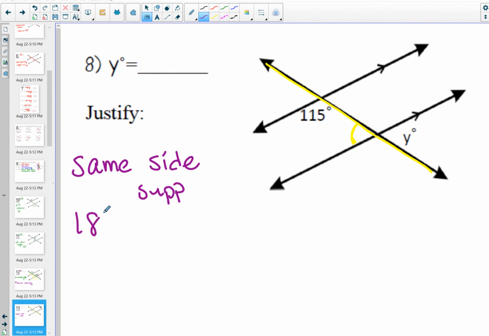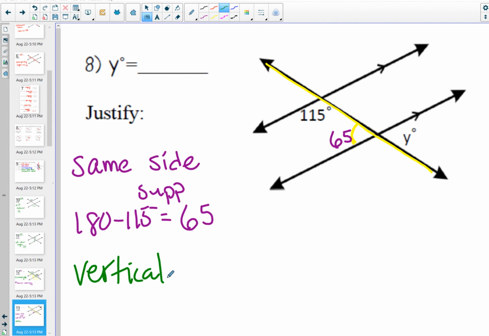To solve for it, I'm going to take 180 and subtract my 115. What am I going to get? 180 minus 115 is 65. That one is 65. Now, do I have an angle relationship between 65 and my y? Yeah. They're vertical because they share the vertex. They're across from each other, and vertical angles are congruent. So my y is 65.